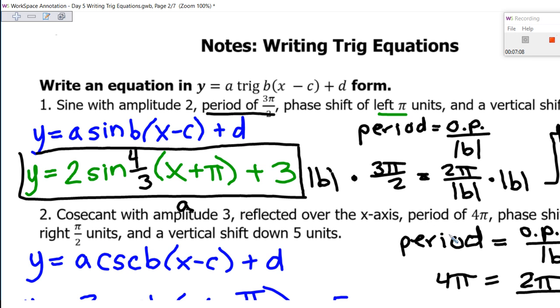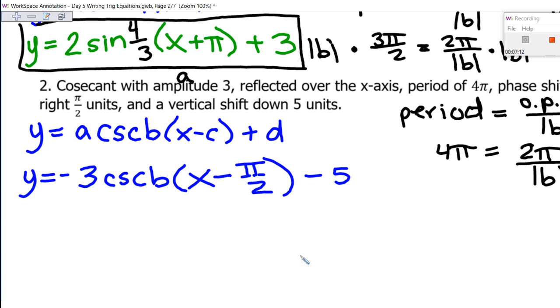So 2 pi needs to be divided by the absolute value of b. So now we need to solve that equation for b. So the first step is multiply both sides by the absolute value of b. So that cancels over here. That gives us the absolute value of b times 4 pi is equal to 2 pi.